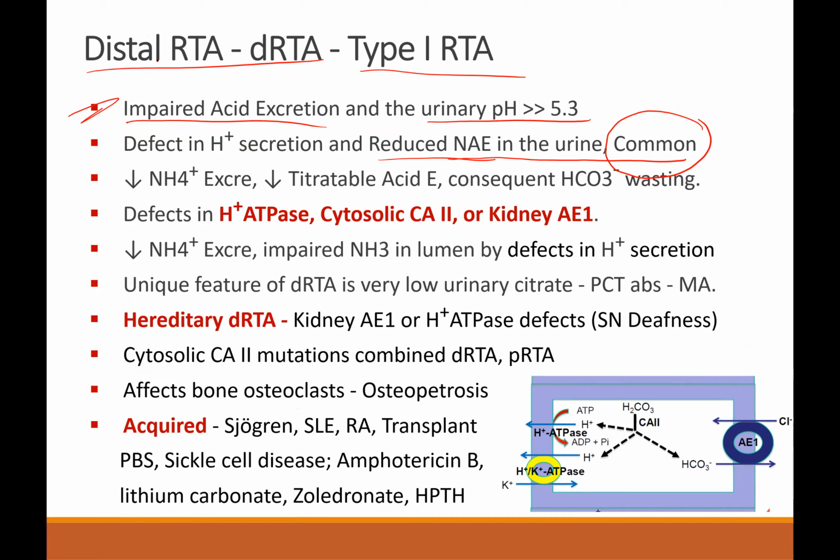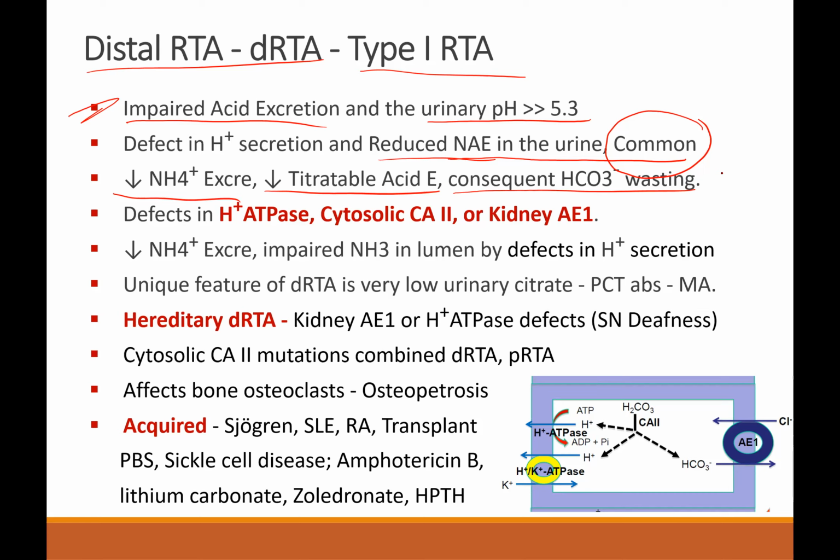So when the acid excretion is reduced, ammonia excretion is reduced because for ammonia you require hydrogen. That means there is a decrease in the titratable acid excretion. And because the acid is not there, the bicarbonate is wasted here also. The secondary wasting of the bicarbonate occurs; primarily ammonia excretion is at fault, hydrogen secretion is at fault.